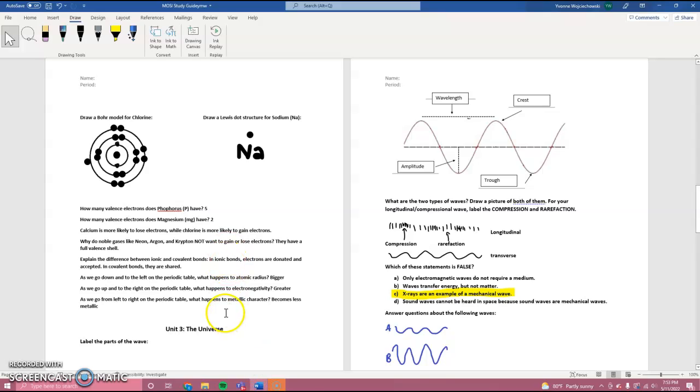Explain the difference between ionic and covalent bonds. Long story short, ionic bonds, electrons are donated and accepted. In covalent bonds, they are shared. So, yeah, I mean, it's pretty much as simple as that. Like, in ionic bonds, someone really wants to give up their electrons and someone wants to take it.